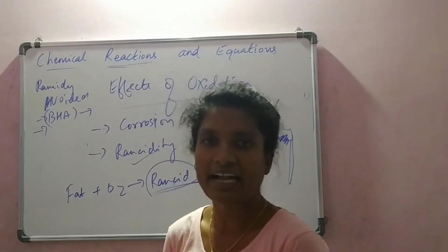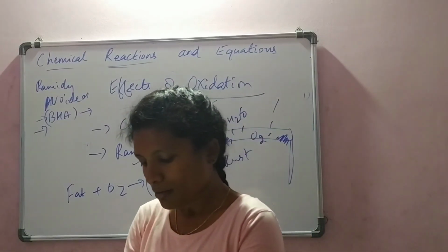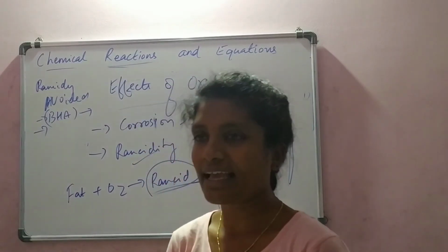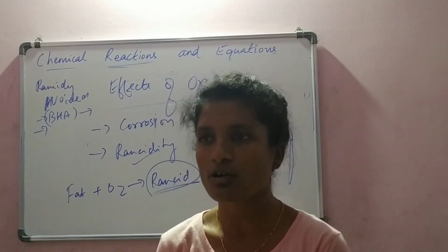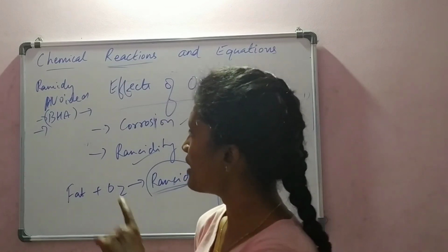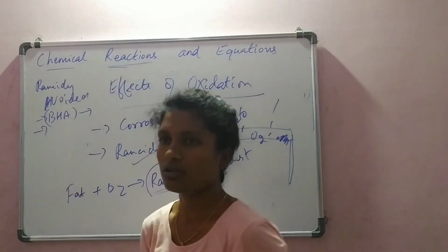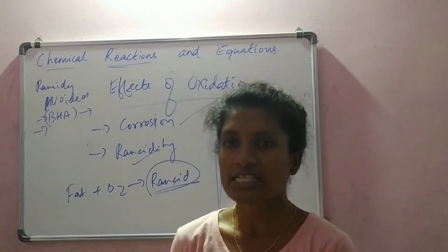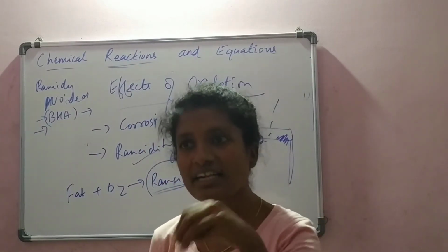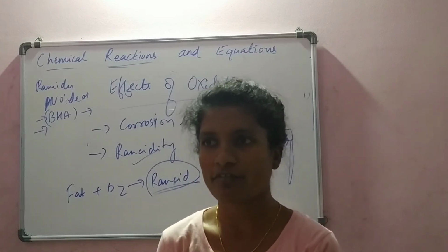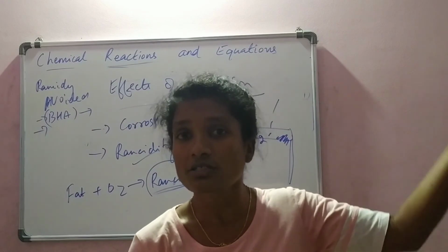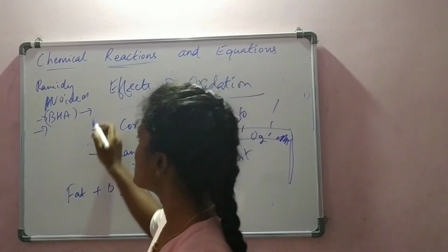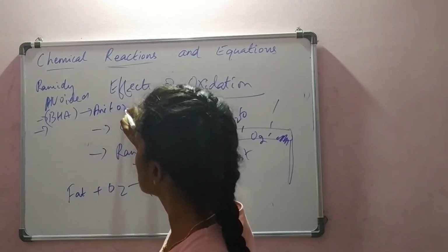BHA is an antioxidant, which is butylated hydroxyanisole, a chemical made in a laboratory. Butylated hydroxyanisole. I will send you the notes. It is an antioxidant. If you add this chemical into food made of oil or fat, it will not allow oxygen to enter, because this is called an antioxidant.